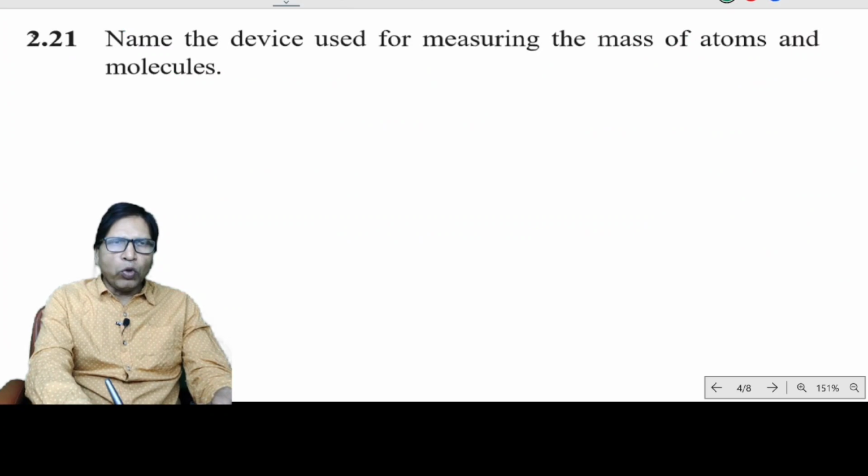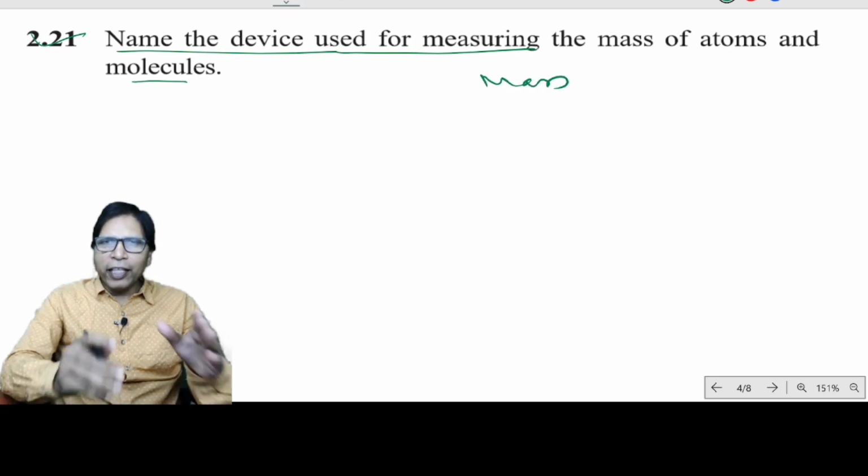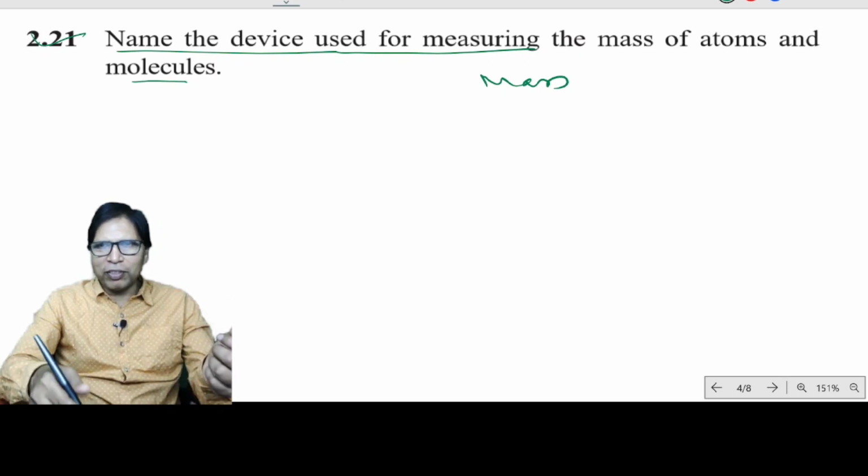Okay. Now 2.21. Name the device used for measuring the mass of an atom and nucleus. Mass spectrograph is the instrument which measures the mass of atoms and molecules.